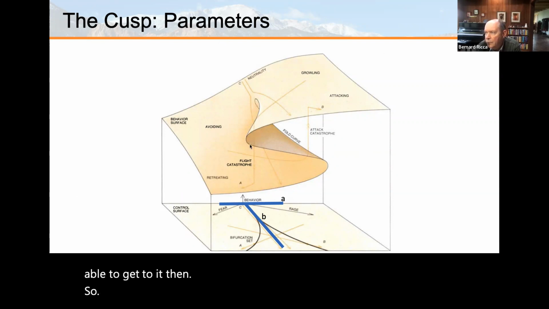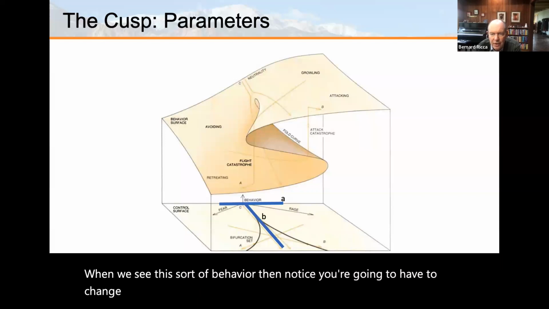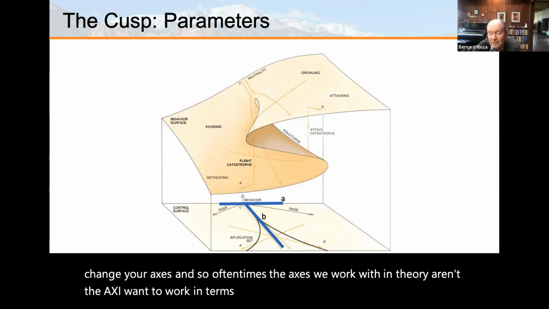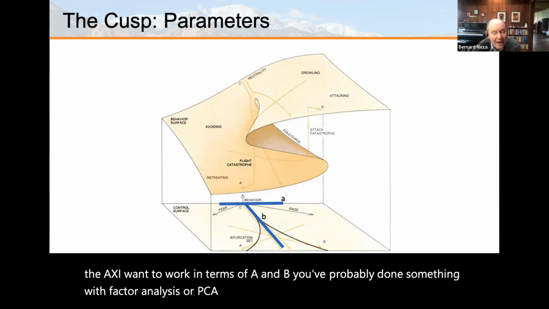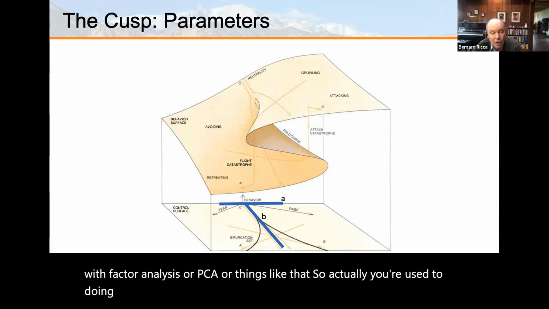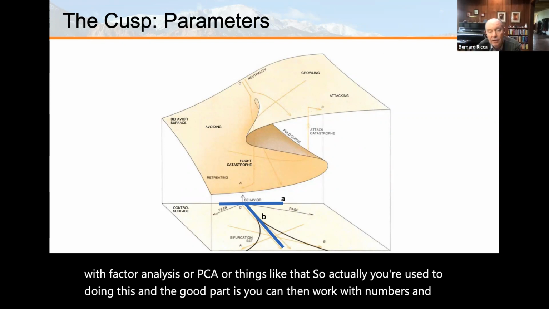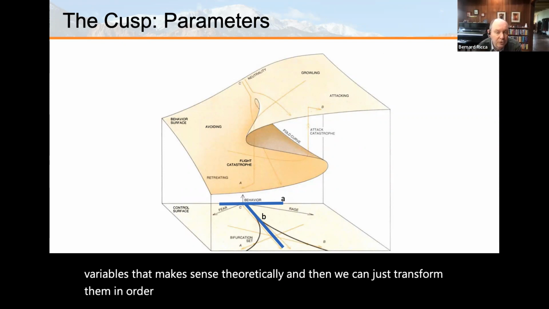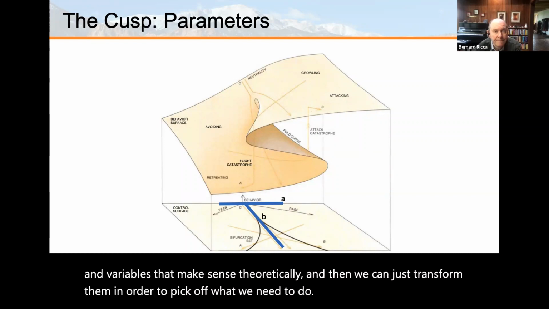When we see this sort of behavior, then notice you're going to have to change your axes, okay? And so oftentimes the axes we work with in theory aren't the axes we want to work with in terms of A and B. Well, you've probably done something with factor analysis or PCA or things like that. So actually you're used to doing this, okay? And the good part is you can then work with numbers and variables that make sense theoretically, and then we can just transform them in order to pick off what we need to do for the analyses.